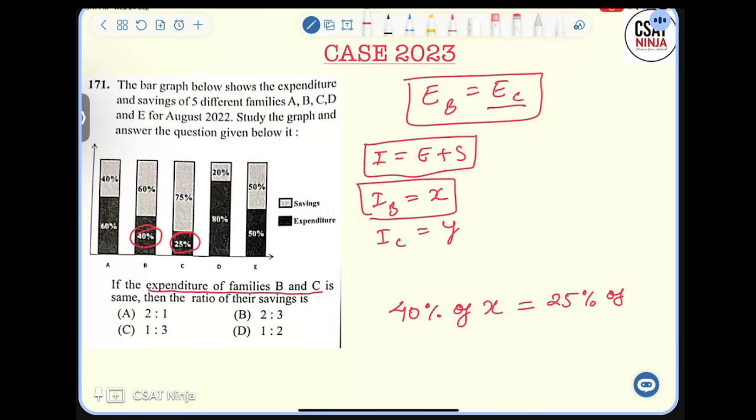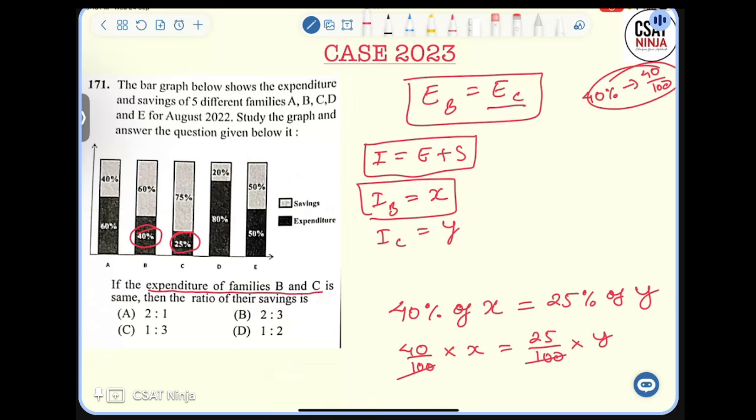25% of the total income, I'm assuming it is Y, of Y. Now, 40% means 40 divided by 100. Whenever you're converting from percentage to fraction, you just divide it by 100. That's the reason why I'm dividing by 100. Of means into, equal to X. 25 divided by 100 into Y.